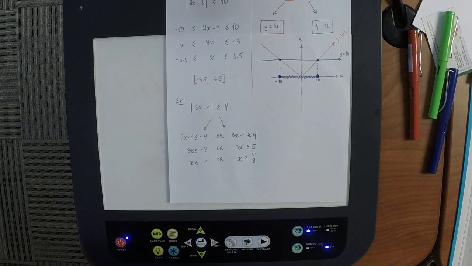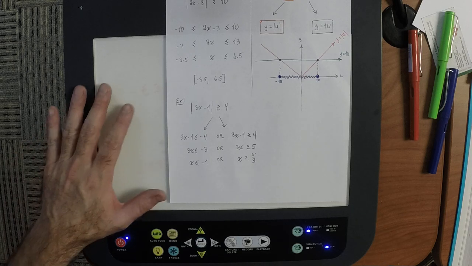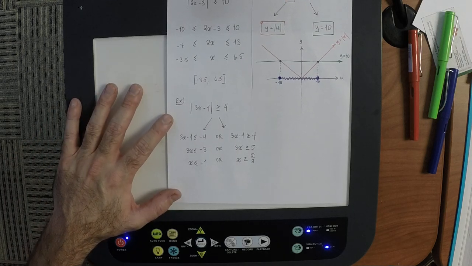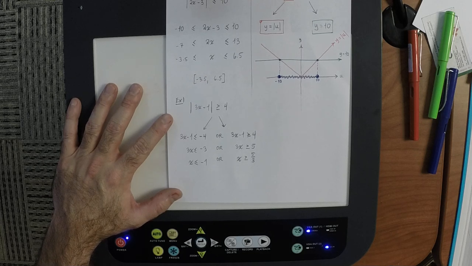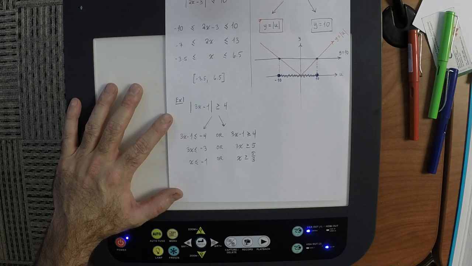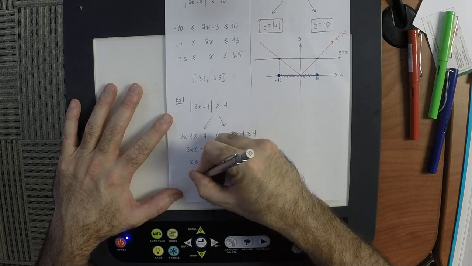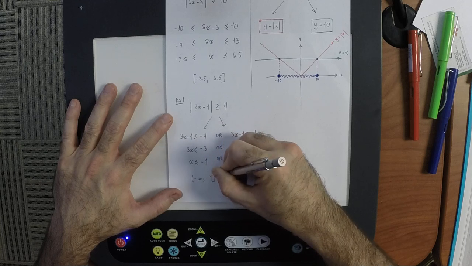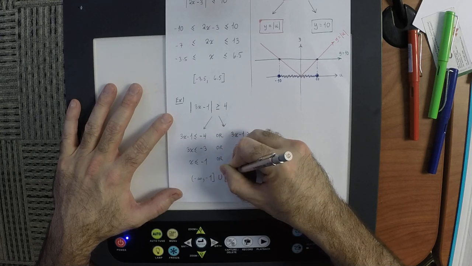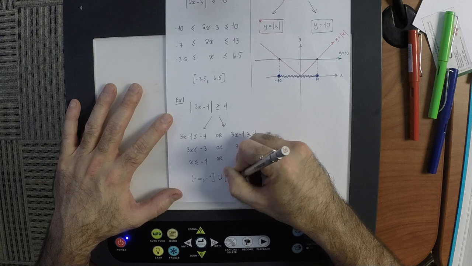So two possibilities. Could you please write this in interval notation? So this one requires the union symbol. You can't get away from it. So the answer is negative infinity to negative 1 with a bracket, and then union, bracket, 5/3 to infinity.